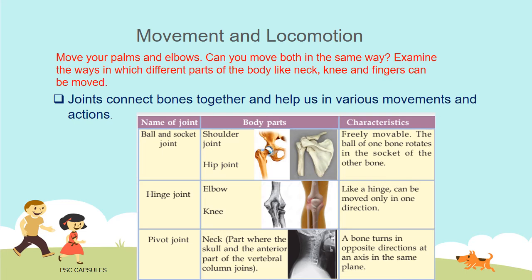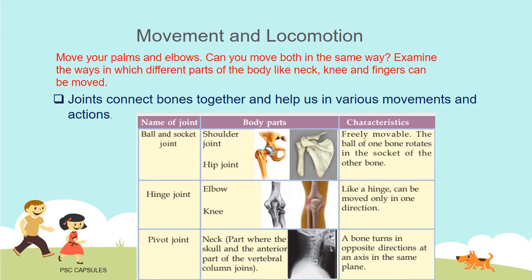Now we will come to the function of the skeleton system in our body. Move your palms and elbows. Can you move both in the same way? No, their movement is different. Examine the ways in which different parts of the body like neck, knee and fingers can be moved. These kinds of movements are mainly done by joints. Joints connect bones together and help us in various movements and actions.